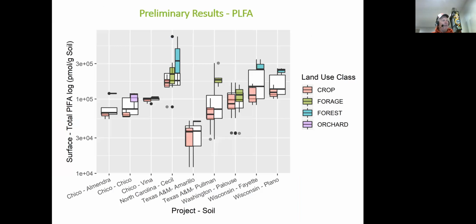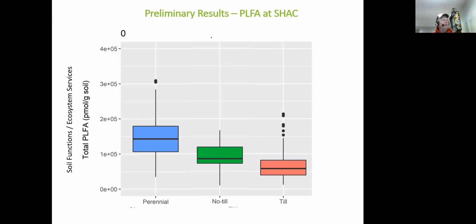Here's just an example from the 12 different locations. And here you see PLFA, which is looking at our fungi to bacteria and the different plant and microbial communities that occur. And you can see as you change land uses, as you change within one site, the potentials are different, with the max, min, standard deviation, as well as mean and mode type of information for these projects.